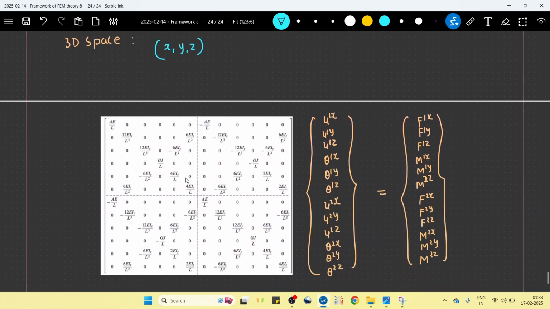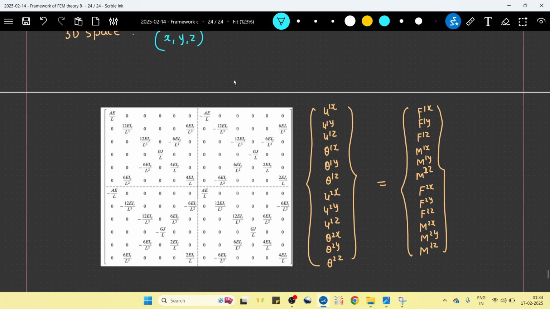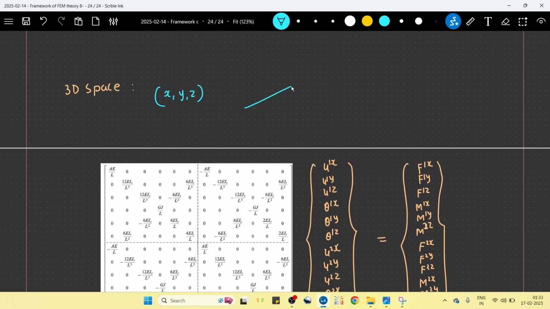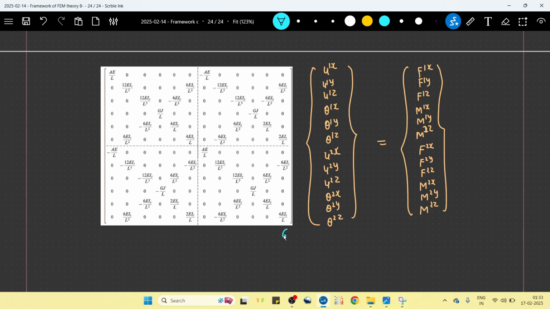For 3D space, this is the stiffness matrix. As we know, for the beam element, there are 3 translations plus 3 rotations for node 1, and similarly for node 2, 3 translations plus 3 rotations. So the degree of freedom per element is 12. Therefore the stiffness matrix is 12 by 12, and the vectors are 12 by 1.